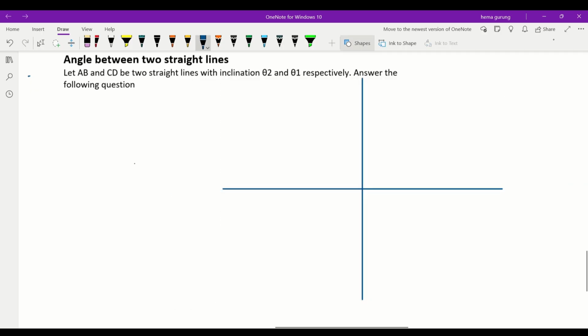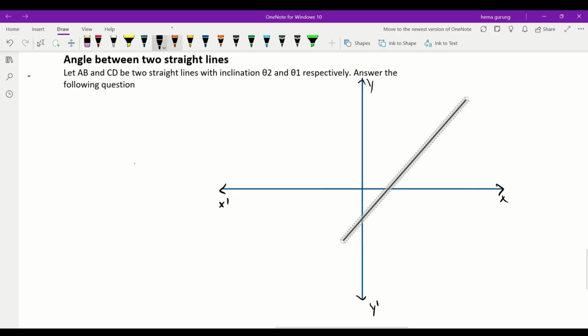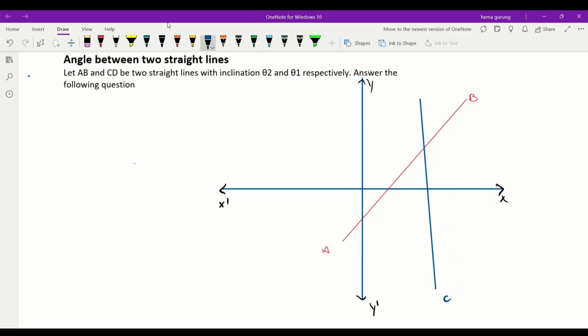This is the Cartesian plane, let me name it. X is here. This is y, y prime, x, x prime. So for that, I'm going to take two lines. Let's say this is line AB, and this one, let's say this is line CD. Now, let's name this one as line 1, this one as line 2.